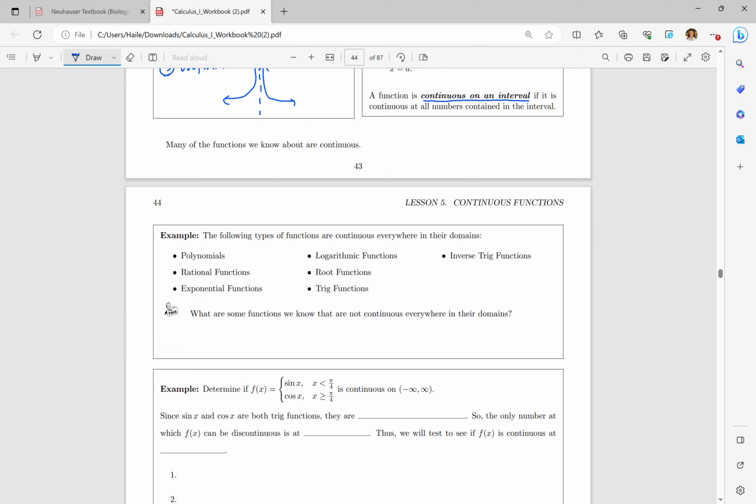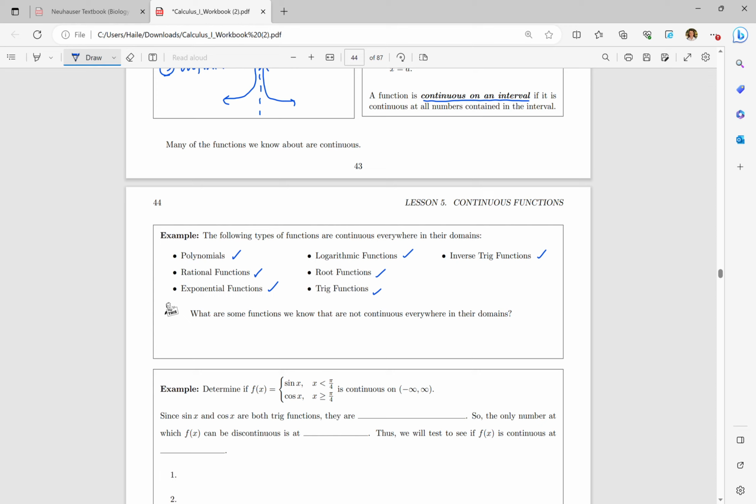So let's look at the following example. We can take for granted the following types of functions are continuous everywhere in their domains: polynomials, rational functions, exponential functions, logarithmic functions, root functions, trig functions, and inverse trig functions. So pretty much everything we know is already continuous.